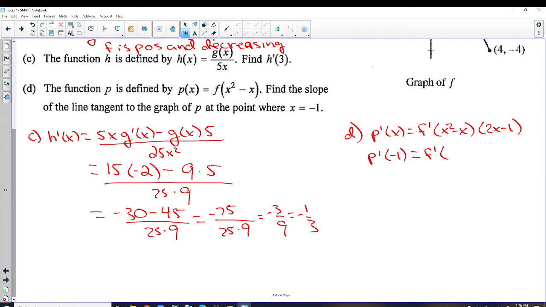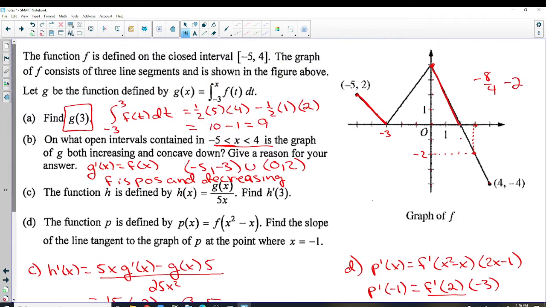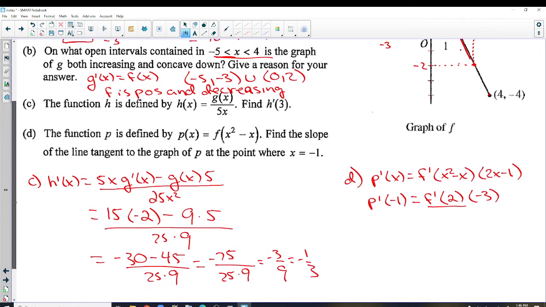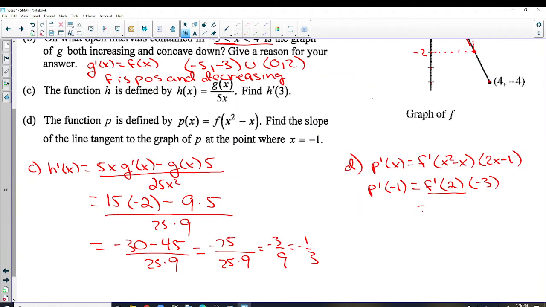What's that going to be? 1 plus 1, 2, times negative 2 minus 1, negative 3. So I need f prime of 2. But we already talked about that: the slope from 0 all the way to 4 is negative 2, so the slope at 2 is negative 2. And that's what we want, the derivative. Negative 2 times negative 3, 6.